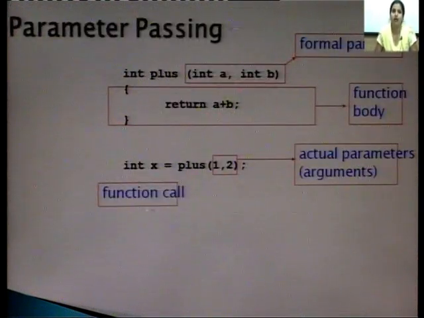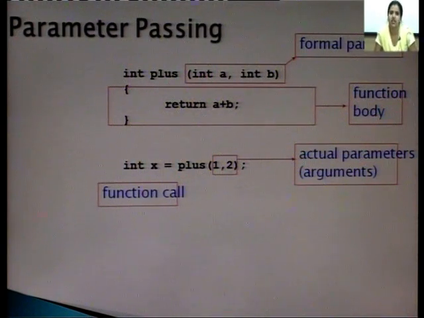Now here you can see the three body parts. First of all, the formal parameters: int plus, int a, comma, int b. These are the formal parameters which are defined outside the main body. So return a plus b, this is the function body, and int x is equal to plus 1, 2. These are the actual parameters.